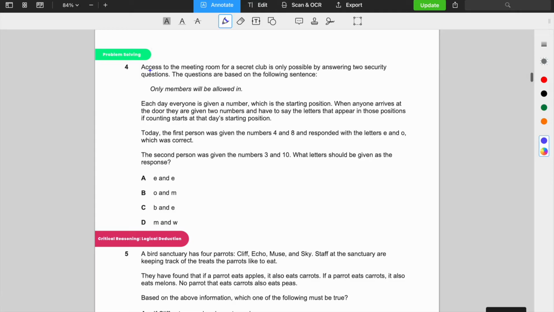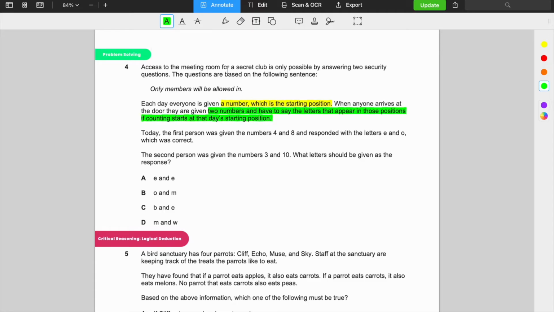Okay. Question 4. Access to the meeting room for a secret club is only possible by answering 2 security questions. The questions are based on the following sentence. Only members will be allowed in. Each day, everyone is given a number, which is the starting position. When anyone arrives at the door, they're given 2 numbers and have to say the letters that appear in these numbers. Okay, so there's actually 3 numbers that you get. The first number is the starting position, and then the next 2 numbers are the letters that appear in those positions if counting starts at that day's starting position.